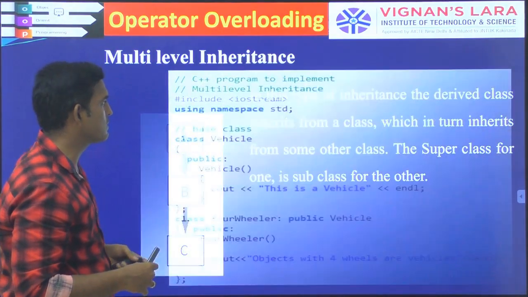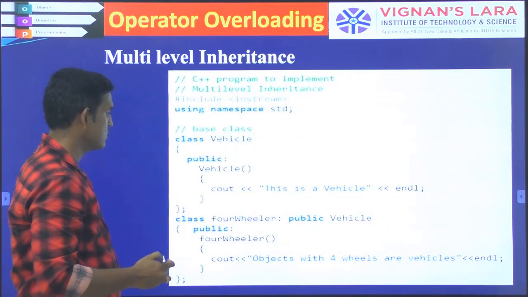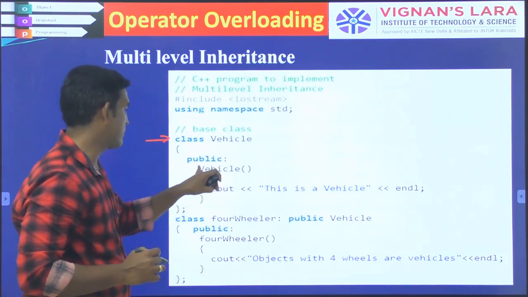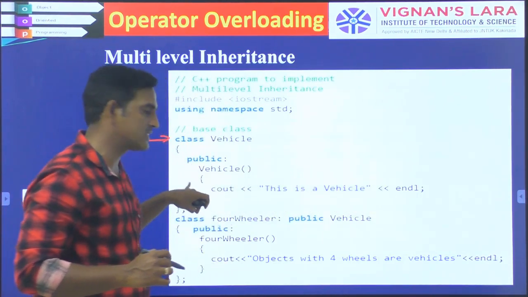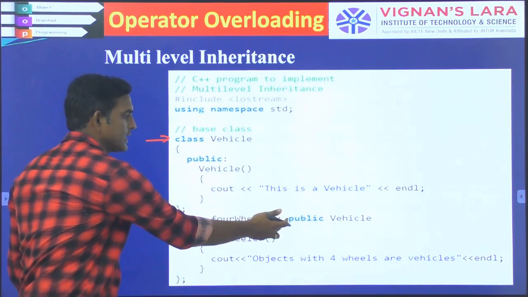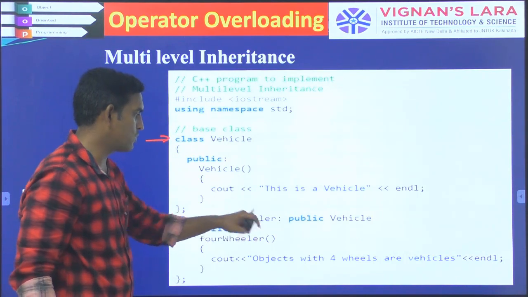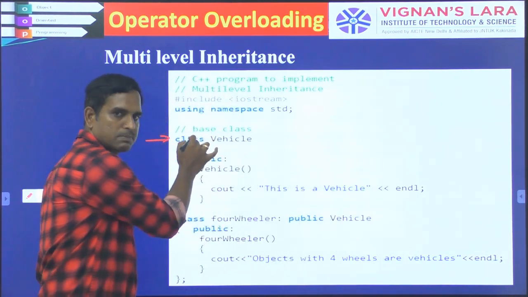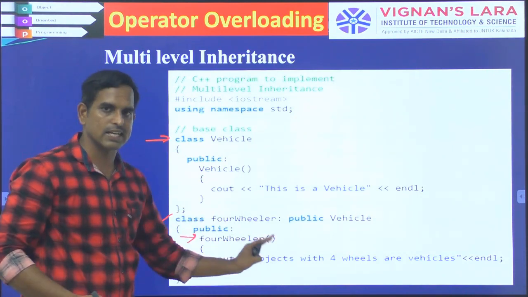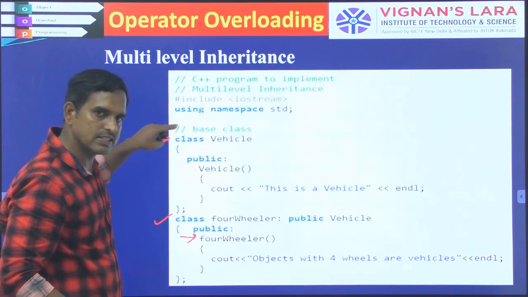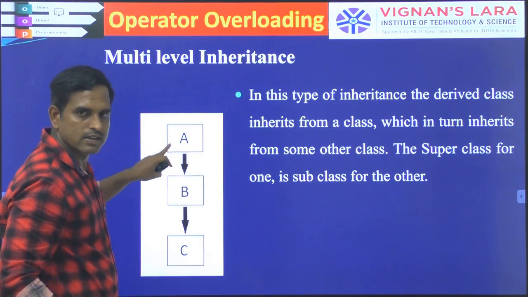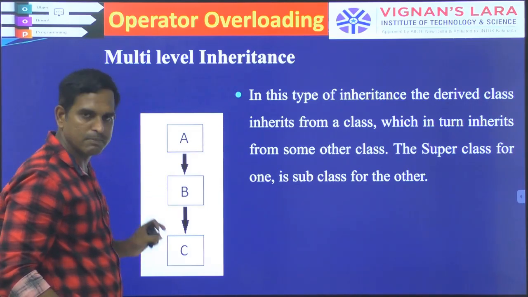So how do you implement this multi-level inheritance? If you see, you have the first class, vehicle, which has its own constructor that prints "This is vehicle". The second class, four-wheeler, inherits the first base class. Inside the class you are not writing much, just the constructor. Just understand that this is the main base class. In your example, that will be A, four-wheeler will be B, and car will be C.